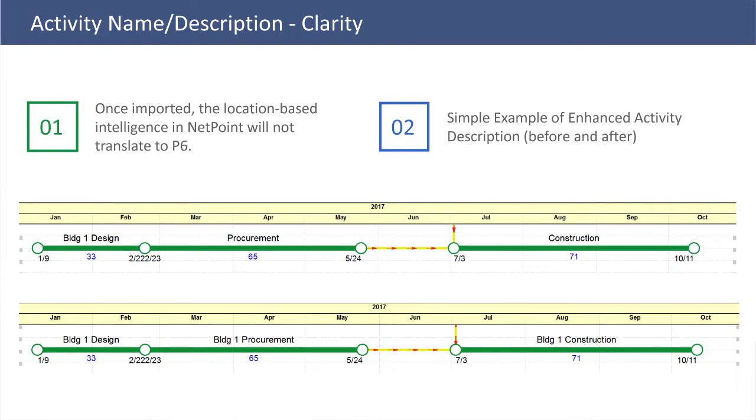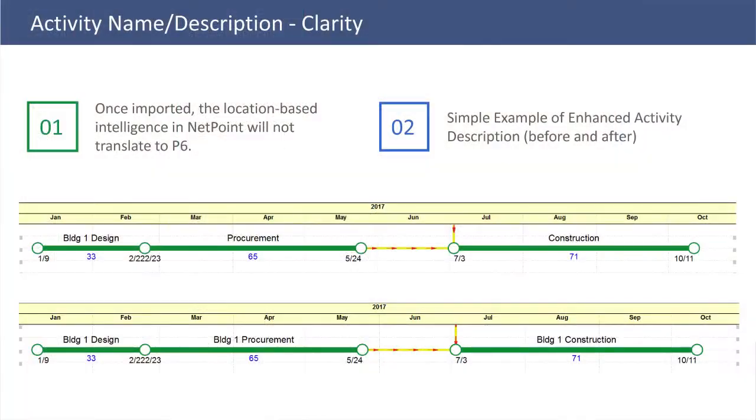So first activity, we called it building 1 design. And then we got kind of lazy, and we called the second activity procurement. It was procurement for building 1, but we didn't call it that, and we didn't code it like that, right? And then construction. Well, we took this and we put it into P6, and guess what happened? Total disaster, to put it politely.